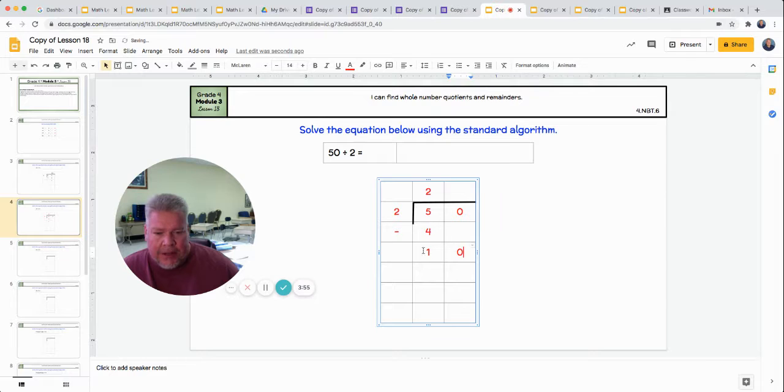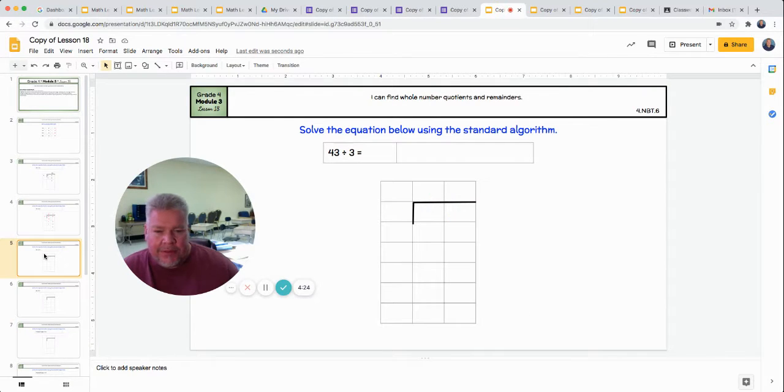So now we're dividing this number. How many 2s will go into 10? If you said 5, you're right. 5 times 2 is 10. And if we subtract then, 10 minus 10 is 0, so we don't have a remainder. So our answer is 25 and no remainder. Don't have anything else to bring down, so we're done. Go to the next problem.